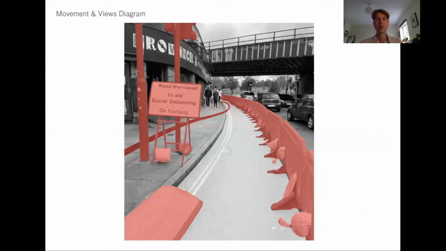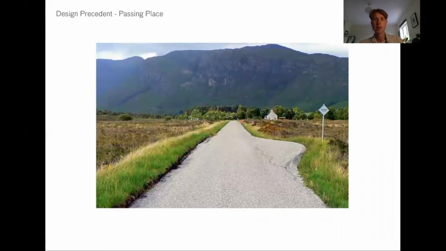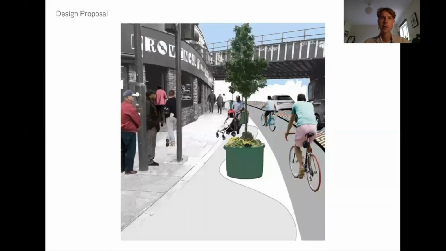The analysis we recorded can then be edited down into a simple diagram to help inform our designs. The movements of pedestrians stepping on and off the pavement to avoid conflict reminded us of a passing place: a wider space on a narrow road where vehicles travelling head-on can pass each other safely. This precedent inspired us to develop a proposal with a similar principle.